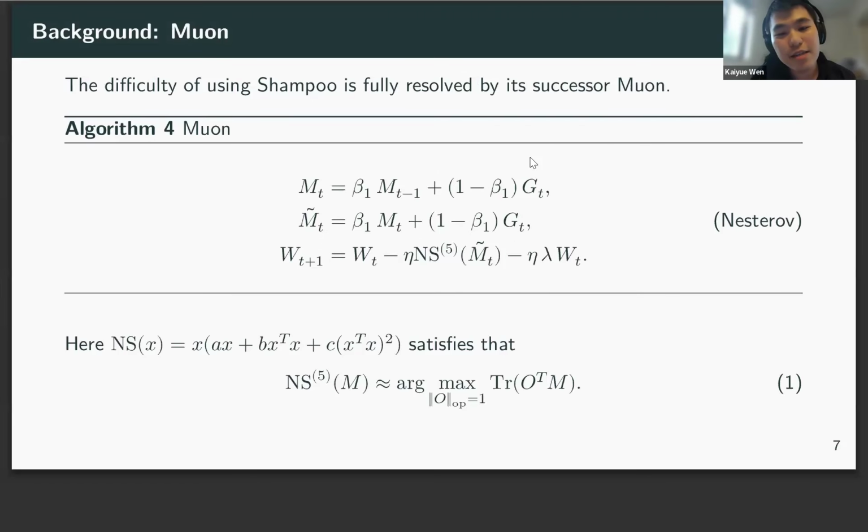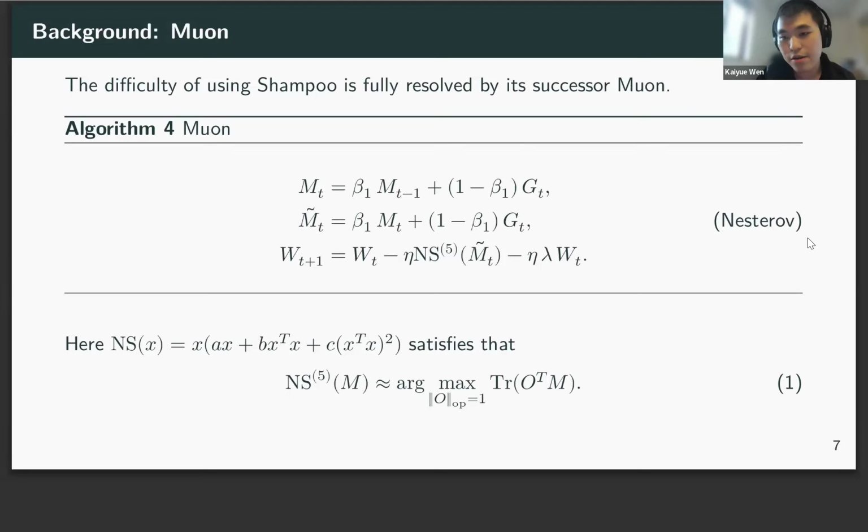But the very recent successor, Muon, solved this issue almost completely by introducing a very numerically stable process to compute an update that is conceptually similar to Shampoo. The Muon algorithm looks essentially like this. There is a first order momentum of GT, which is roughly the same as the momentum in Adam, because the addition can be viewed as operating at the scalar level as well.